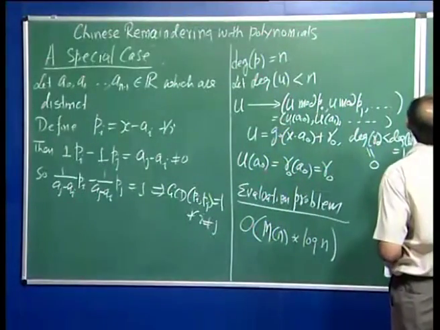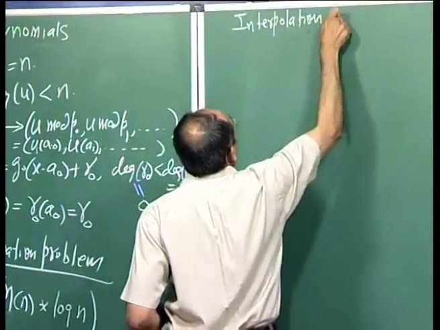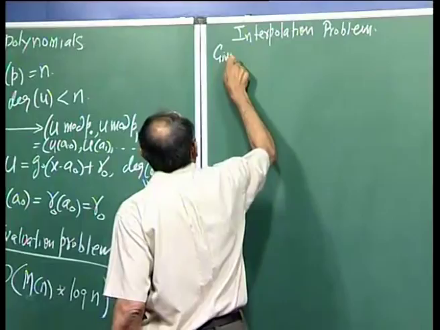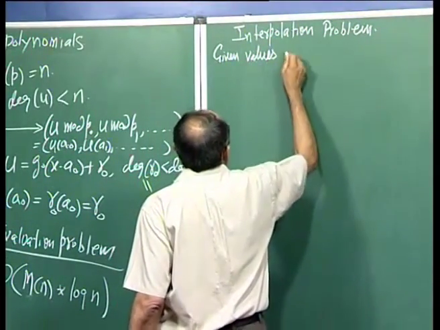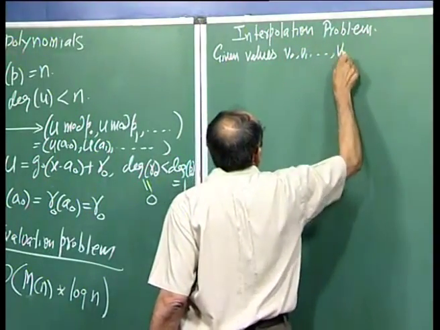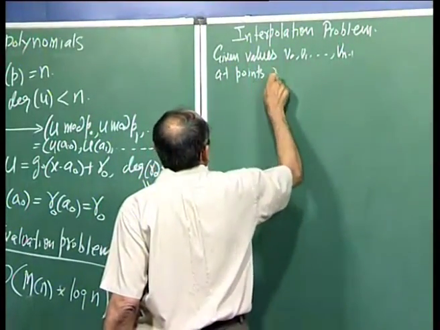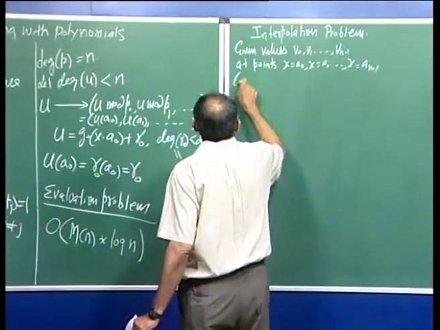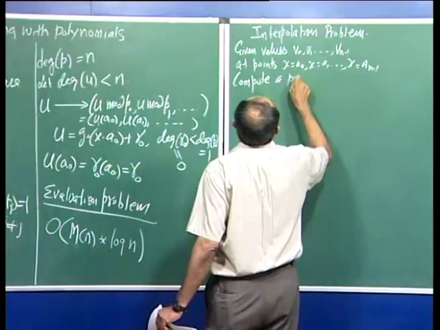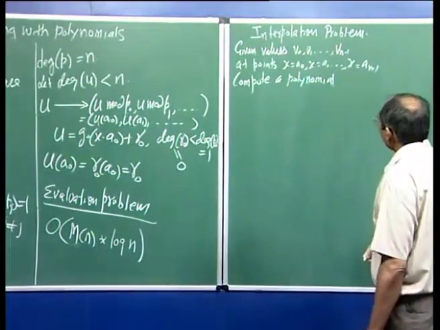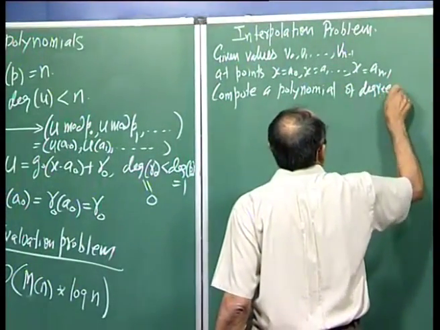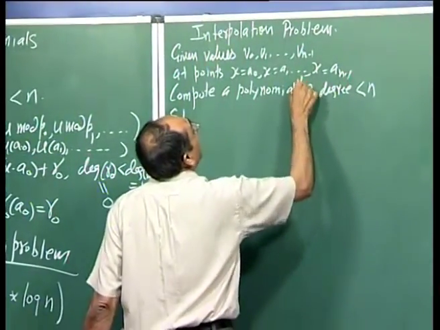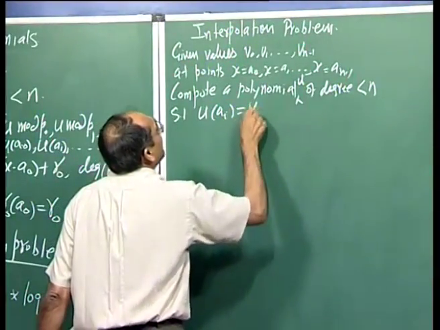The second problem is interpolation. The reverse one. What does it say? It says that given values, let us say V0, V1, ..., V_{n-1} at points x equal to a0, x equal to a1, ..., x equal to a_{n-1}, compute a polynomial of degree less than n, let us call it u, such that u at a_i is v_i for all i.